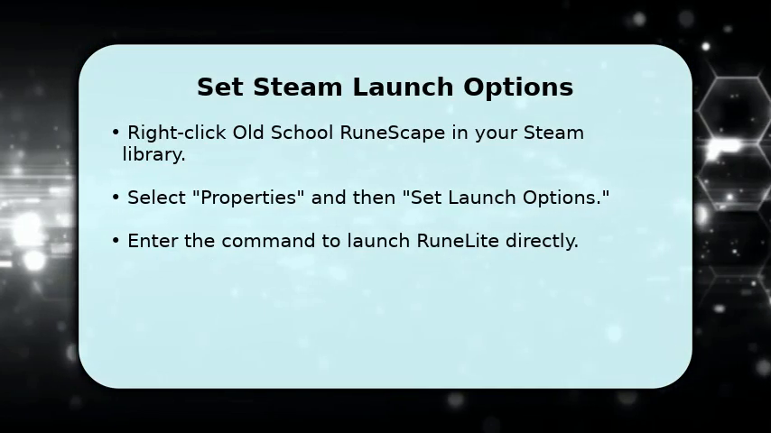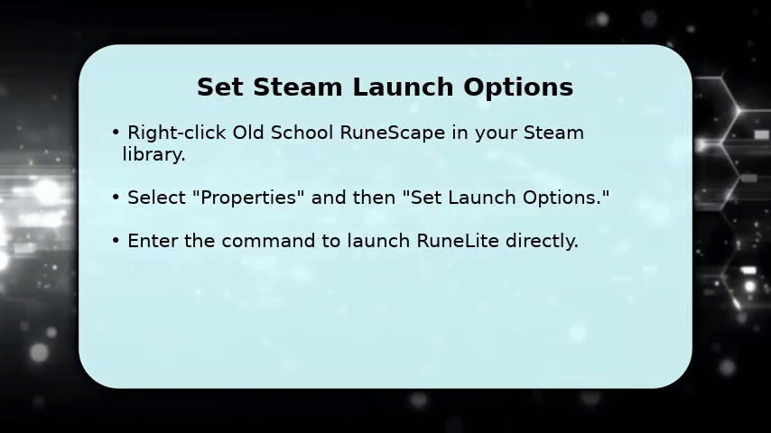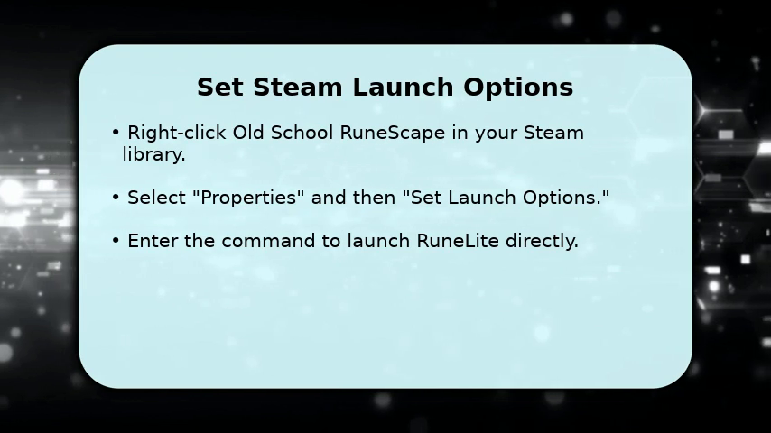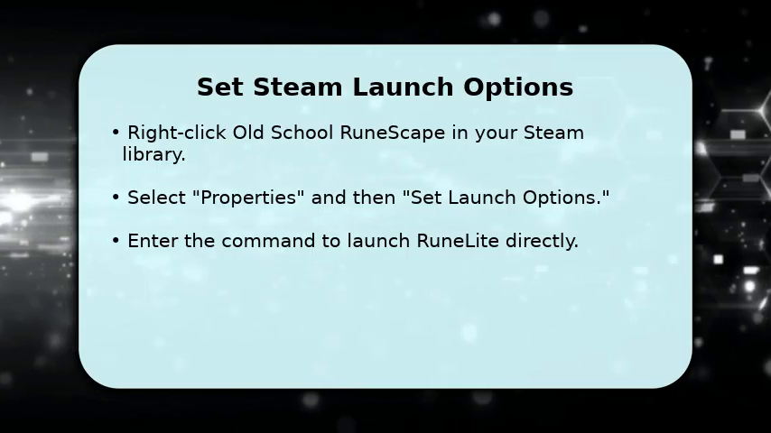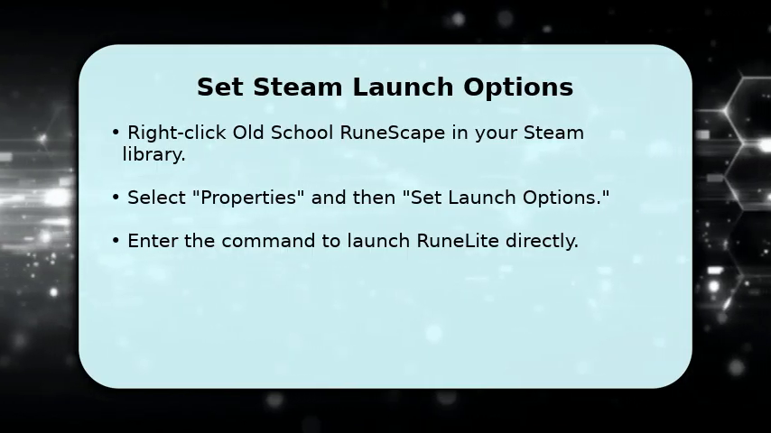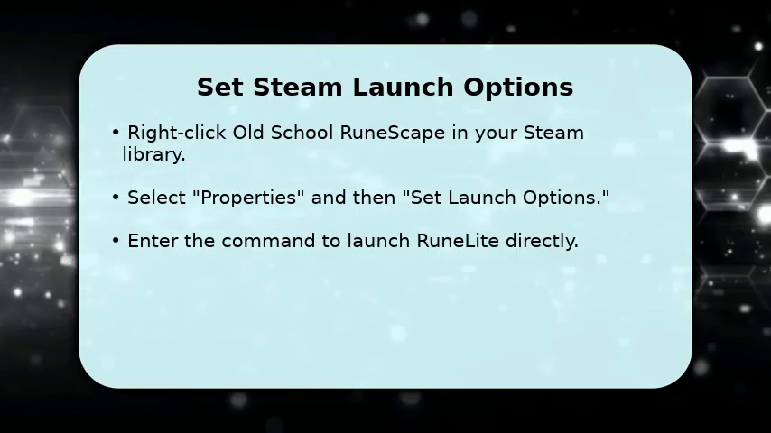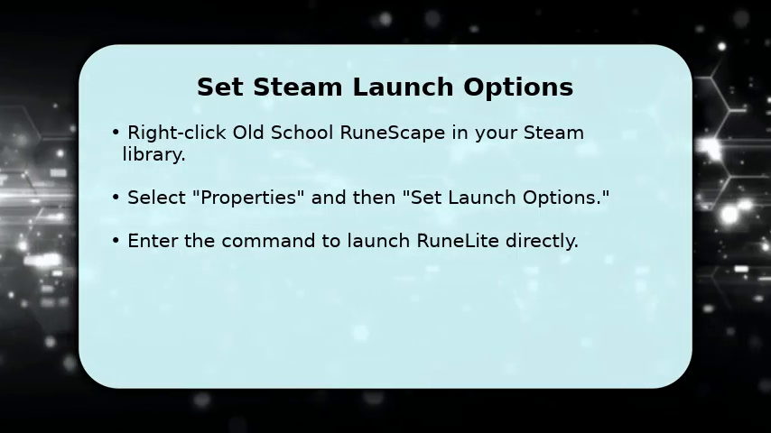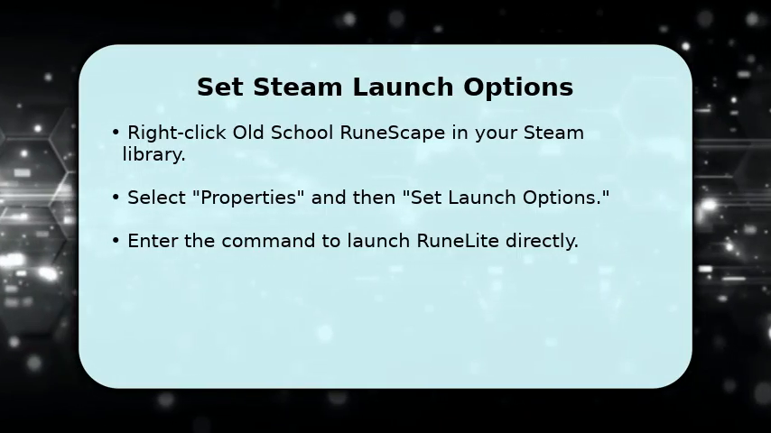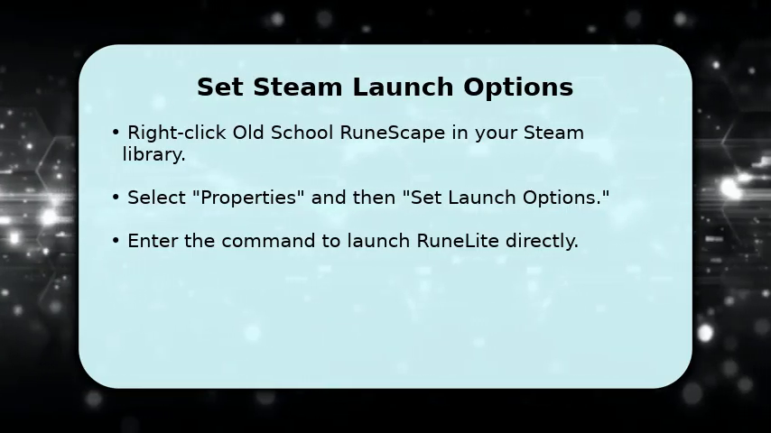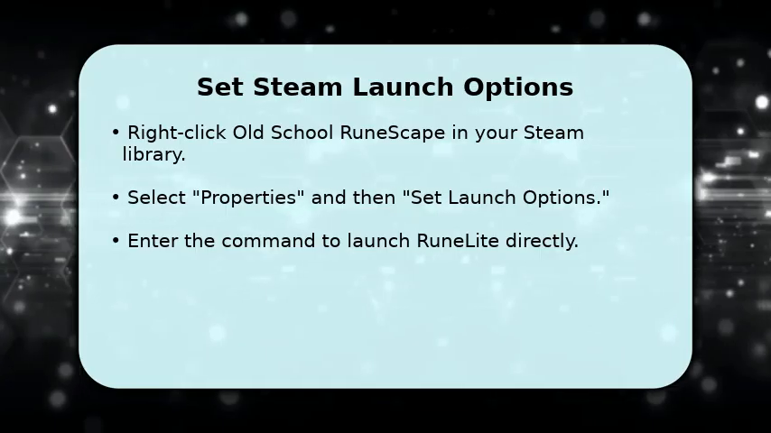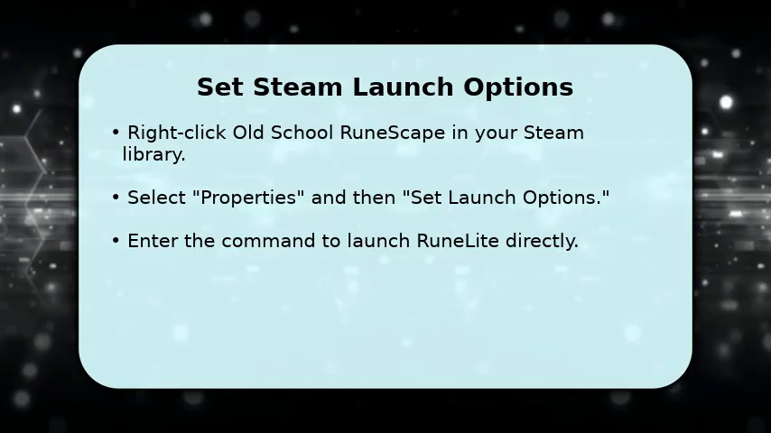Next, open your Steam client and right-click on Old School RuneScape in your game library. From the context menu, select Properties, then navigate to the General tab and click on Set Launch Options. Here, you will input a specific command that tells Steam to execute the Runelite client instead of the default game. This command typically involves the path to your Runelite executable, ensuring a seamless launch experience.